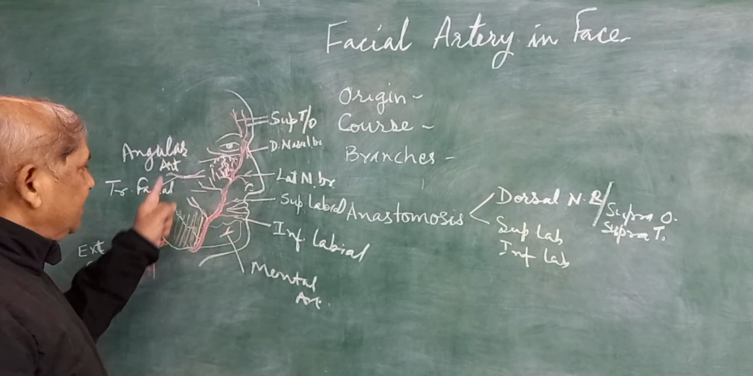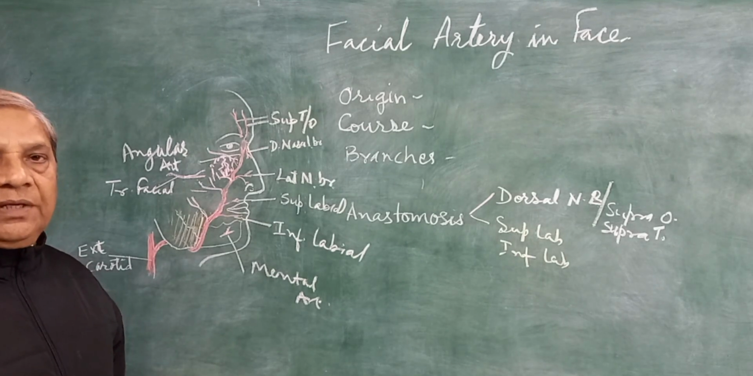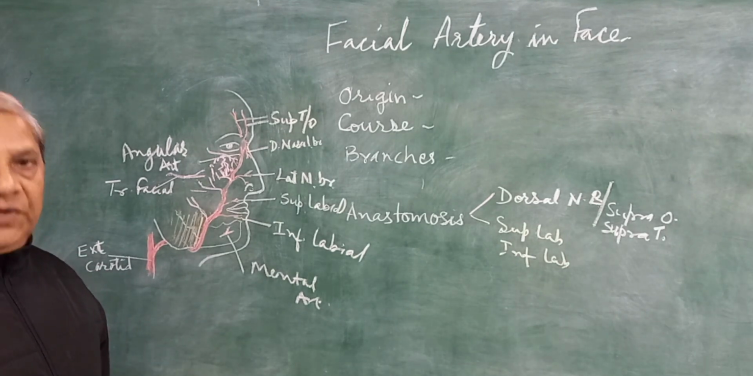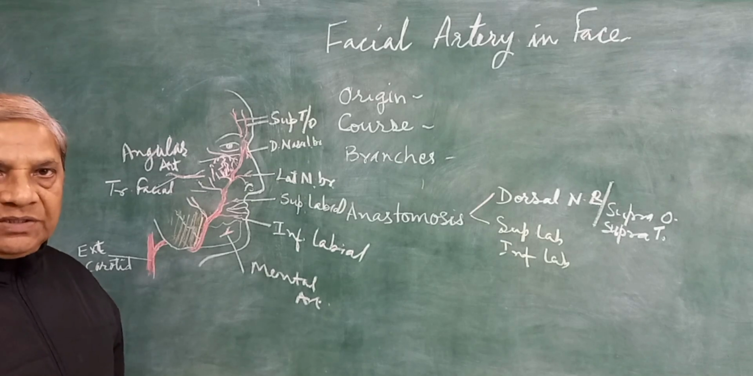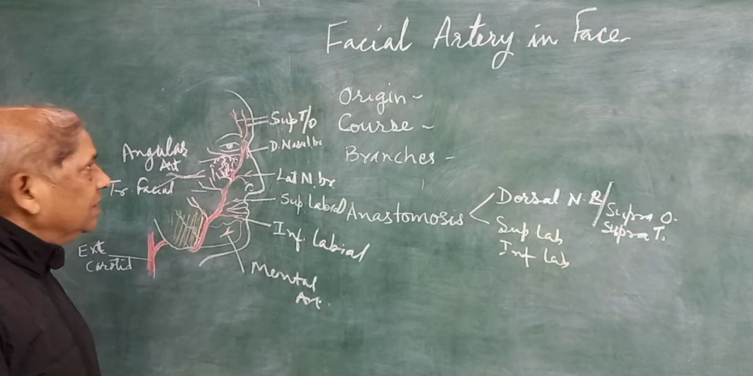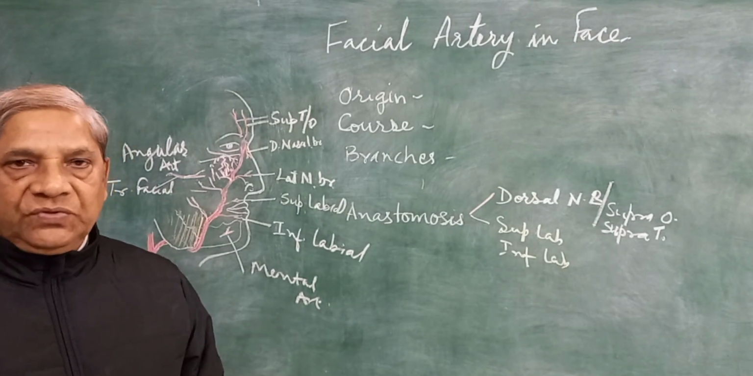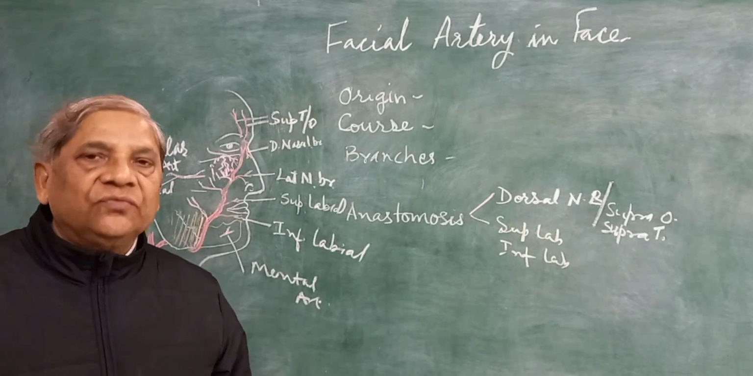In a nutshell we can say that the facial artery is the main blood supply for the face, and it forms many anastomoses. Thus the face is very rich in blood supply. So any cut in the face bleeds profusely but heals very quickly.